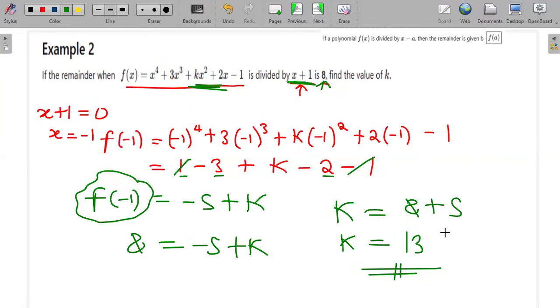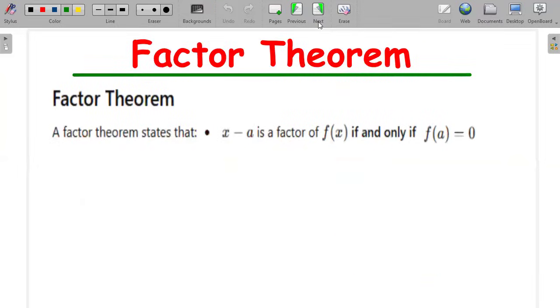So, yeah, that's basically the remainder theorem. So all the questions that you will be asked under the remainder theorem, as long as you know the definition and how to apply it, you are good to go. Any questions that come there, you'll be able to solve. So we move on to the next one, which is the factor theorem. So the factor theorem is just an extension of the remainder theorem.